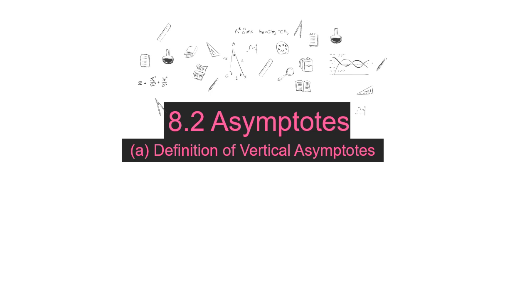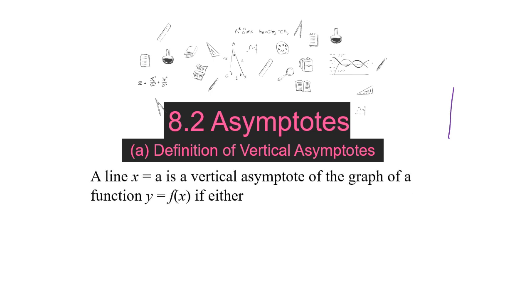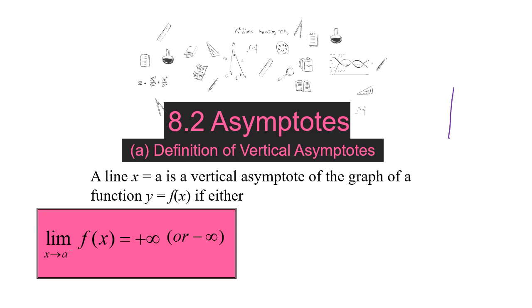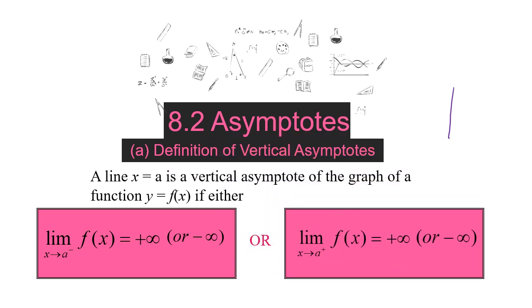So we can imagine the vertical is a straight line vertically. Okay, so a line x equal to a is a vertical asymptote of a graph of a function y equal to f(x) if either the limit of f(x) as x approaches a from the left side is equal to positive infinity or negative infinity, or the limit of f(x) as x approaches a from the right side is equal to positive infinity or negative infinity. So this means that we want to find infinity limits. The value that x approaches is the vertical asymptote.